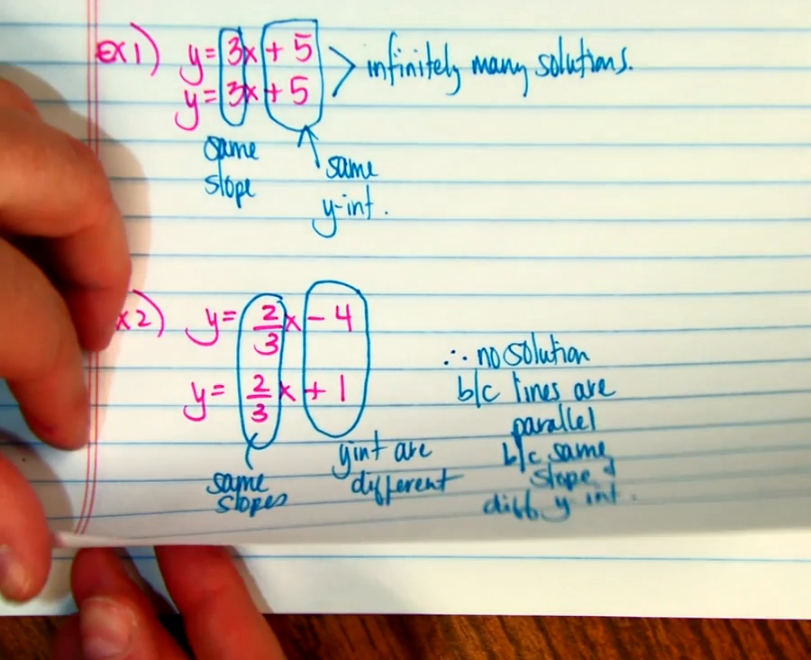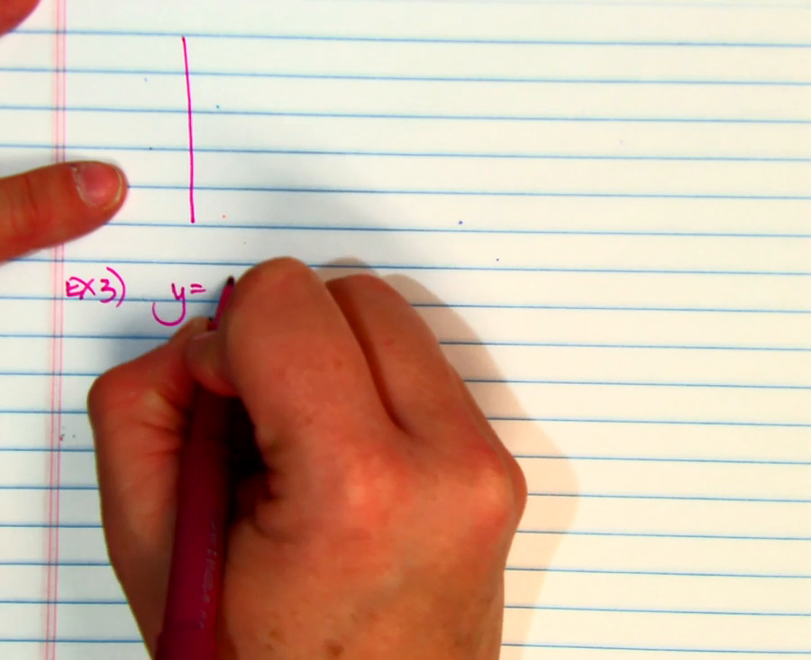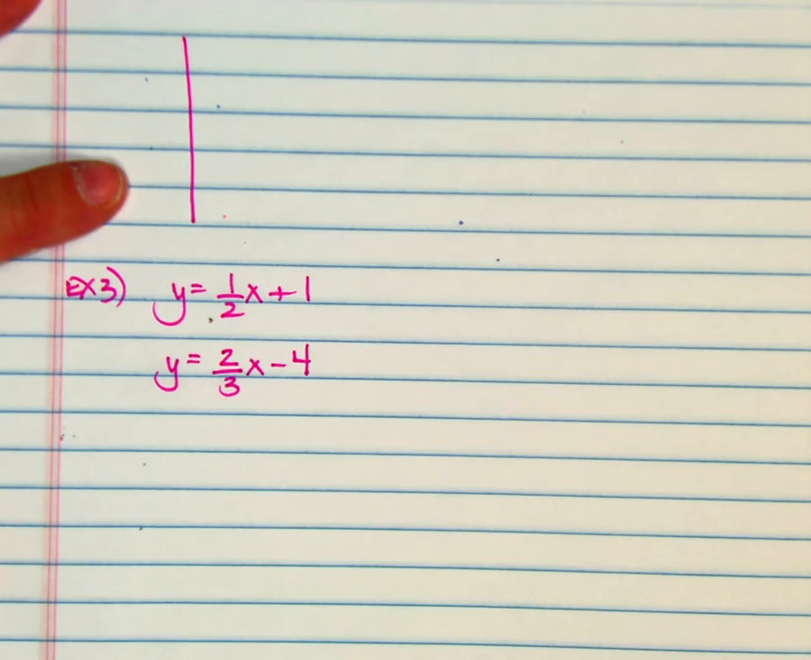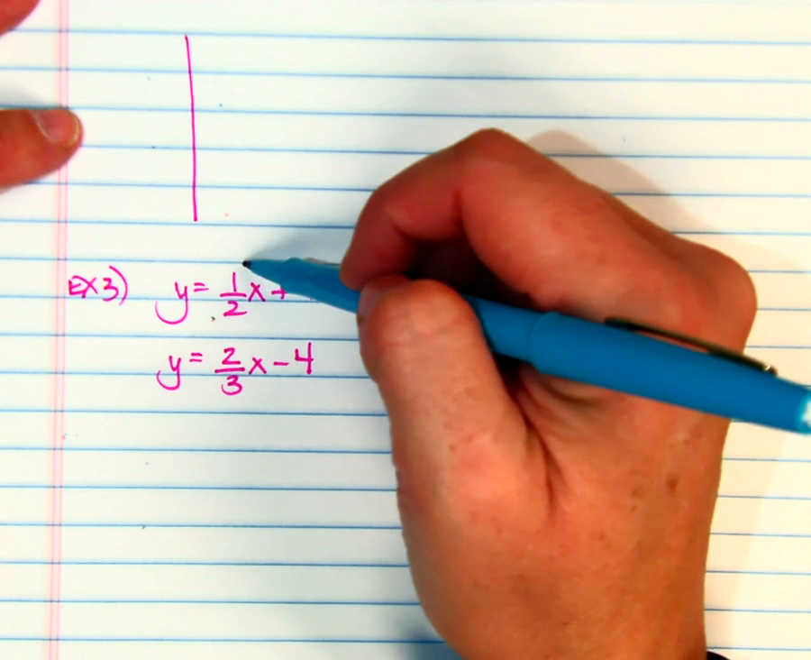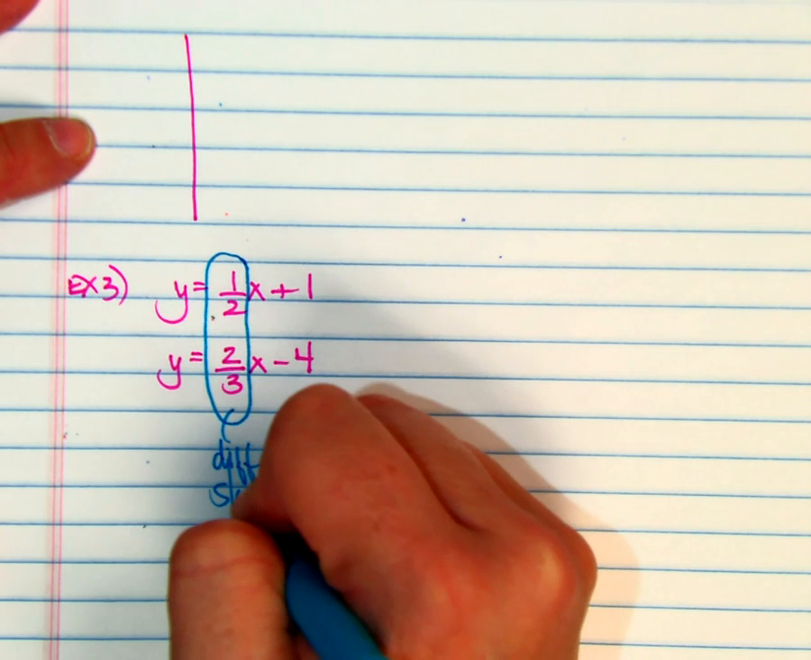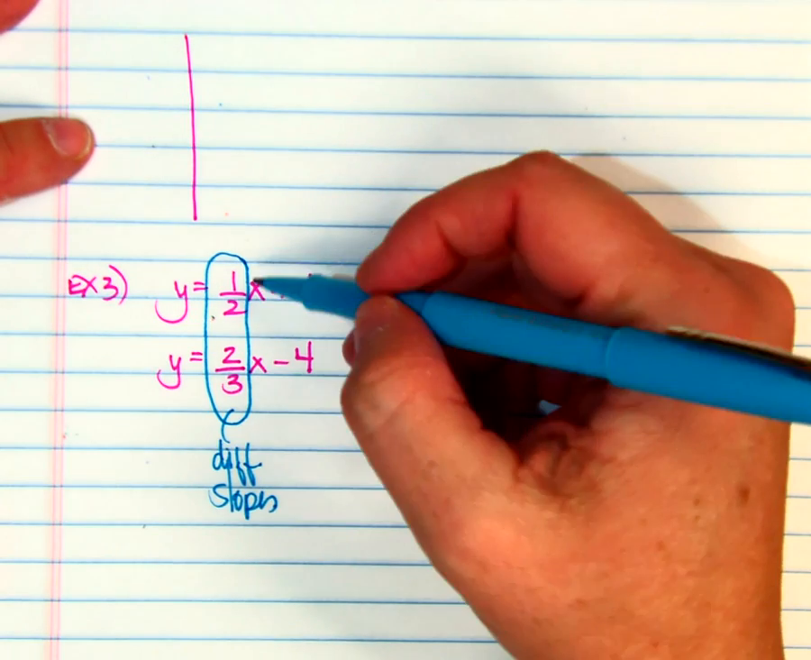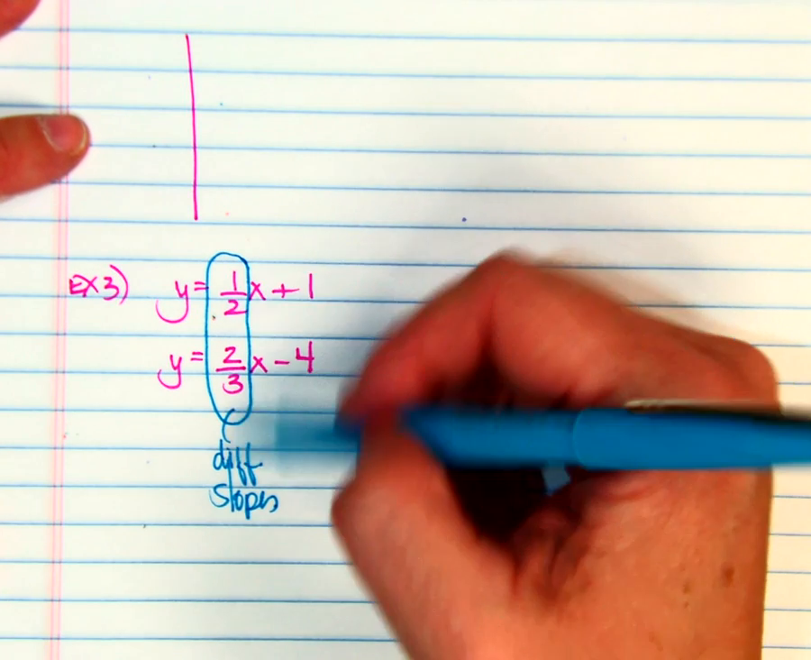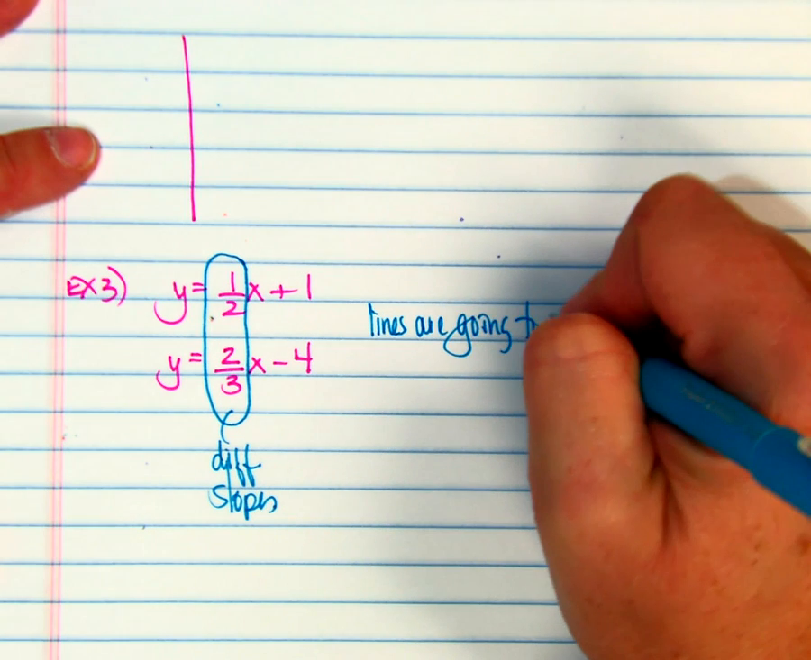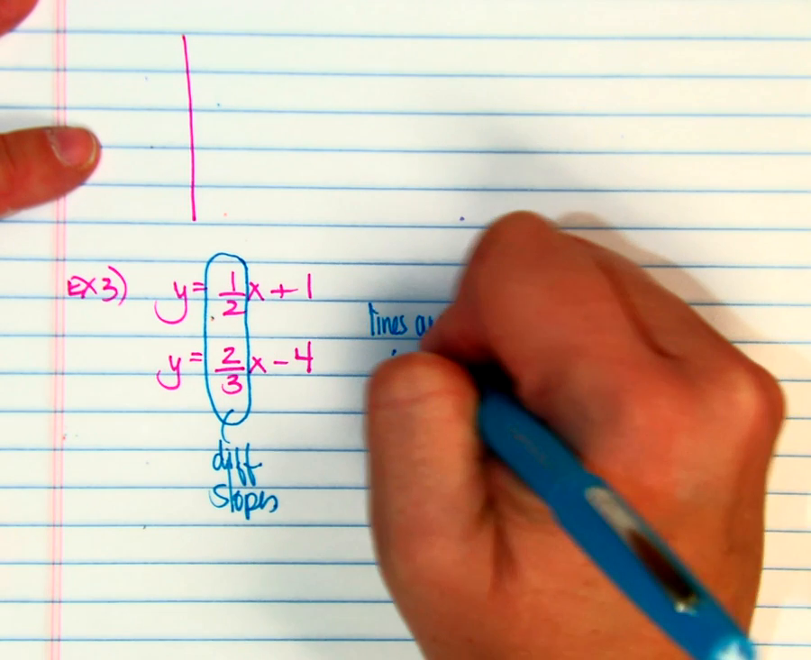The third and final example, Example 3, would be something like this. Clearly, these are different slopes. And we don't need to go anything else from there. Once you realize that the slopes are completely different, that means the lines are going to intersect. Therefore, you're going to have one solution.